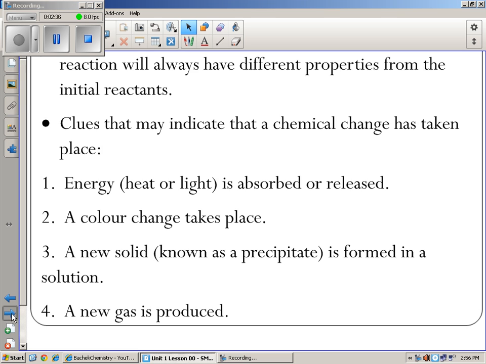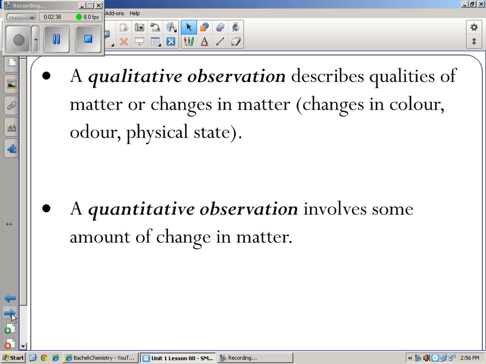All right. 2 types of observations. You can either see a qualitative observation. So we're talking about qualities. When you look at somebody, what qualities do you see? Okay. So we talk about changes in color, odor, physical states. Those are things you can see, all right?